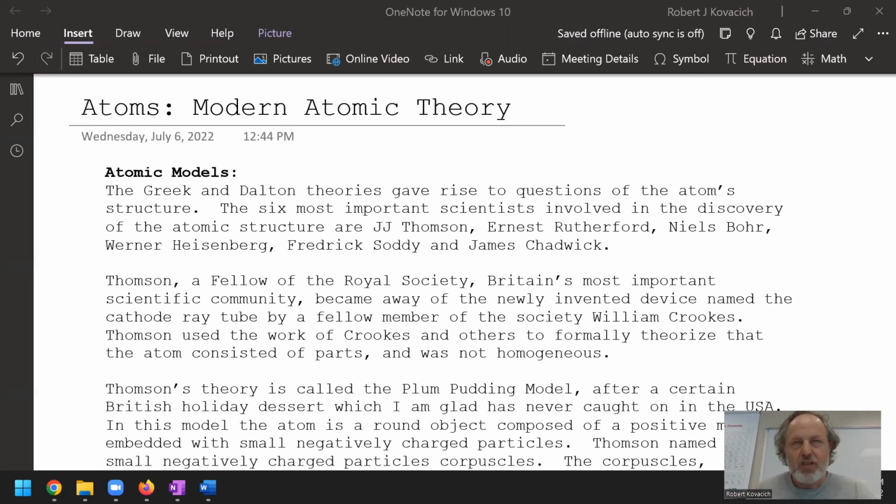J.J. Thomson is the most influential person in possibly Western science, but definitely in English science. He is head of the Royal Society, which is Britain's most important scientific community. And there was a person that was part of the society, but also was a little strange. Science at that time was also a little bit of science fiction. And so the person, his name was Crookes, William Crookes, and he created something called the cathode ray tube.